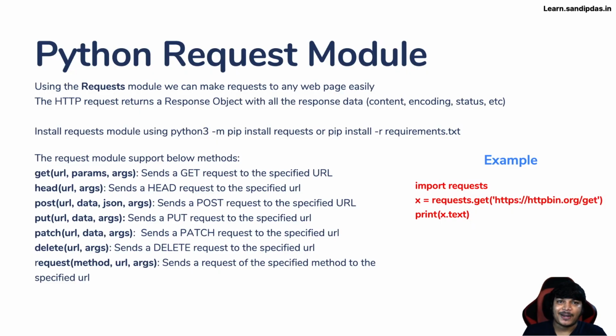Now let's learn about the Python requests module. Using the requests module, we can make requests to any other web pages easily. The HTTP request returns a response object with all the response data, that is content, encoding, status, etc.